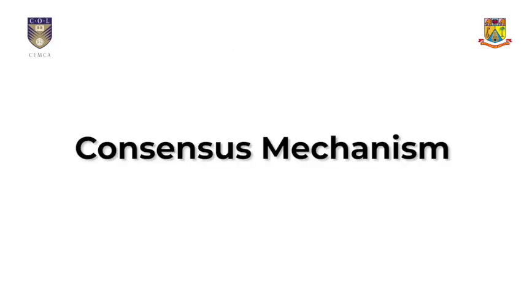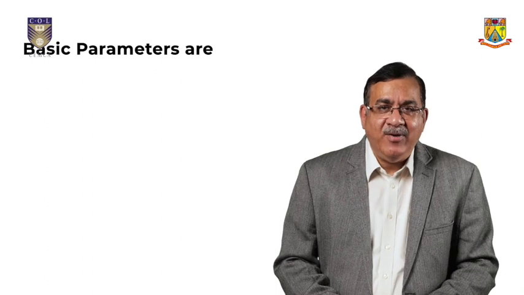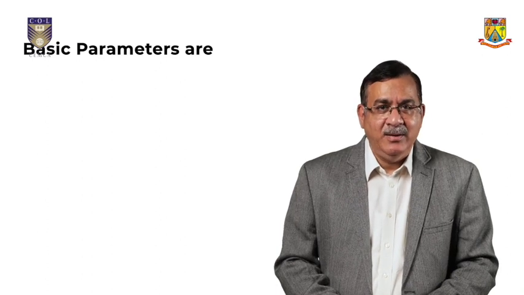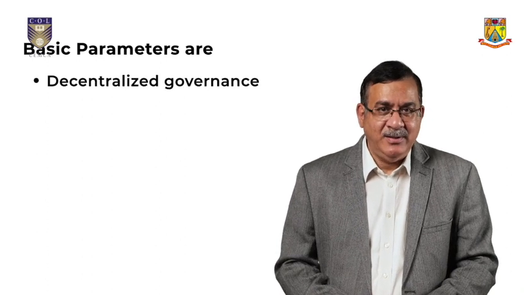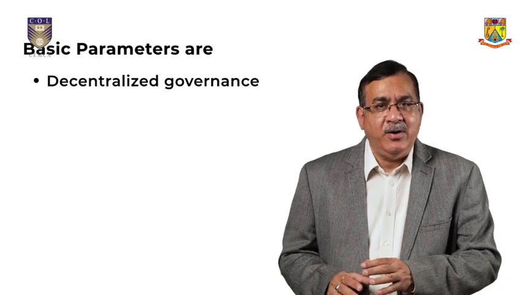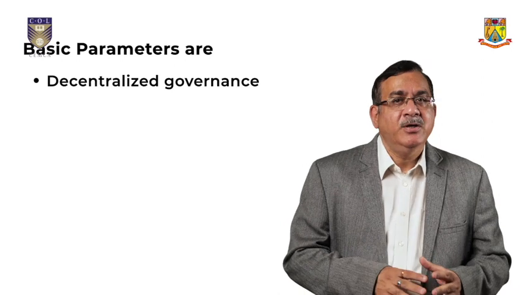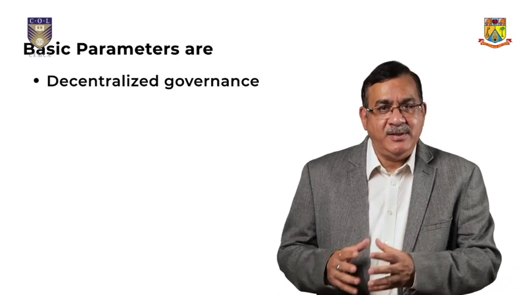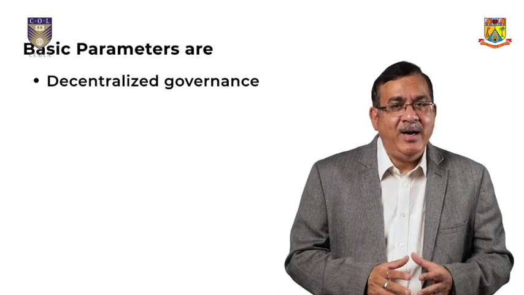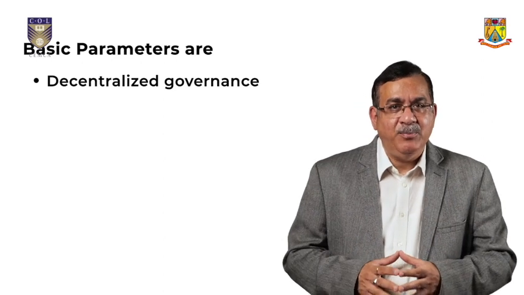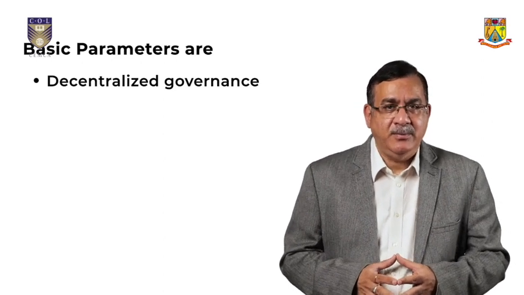Before we jump into different consensus mechanisms, let us look at how the consensus mechanism works. Basic parameters that define a consensus mechanism are decentralized governance. A single central authority cannot provide transaction finality. It has to be the group of users or stakeholders on the network providing the finality to a transaction before it becomes part of the blockchain.